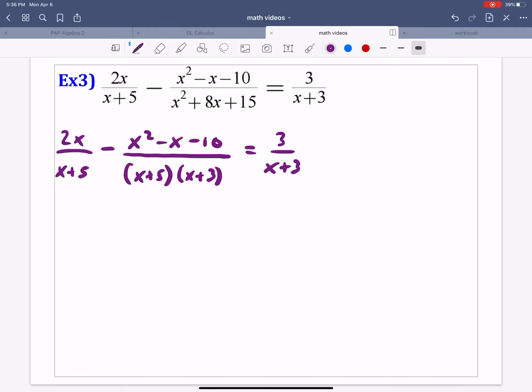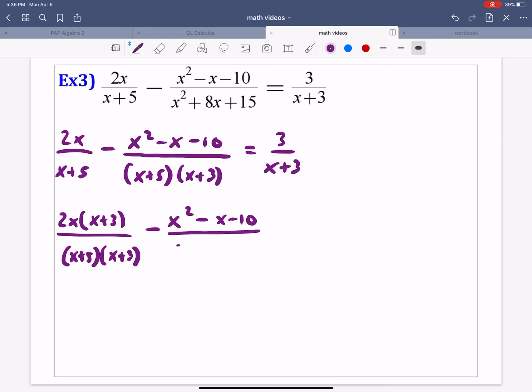Okay, now what you should see here as we find our least common denominator over here on the left is I've got an x plus 5 in both, but I also have this x plus 3. So I'm going to need to multiply the first fraction by an x plus 3 on the top and an x plus 3 on the bottom. If I do that, I then have a least common denominator. Okay, so next step is to clean up the left-hand side. So that means combine your like terms, okay?